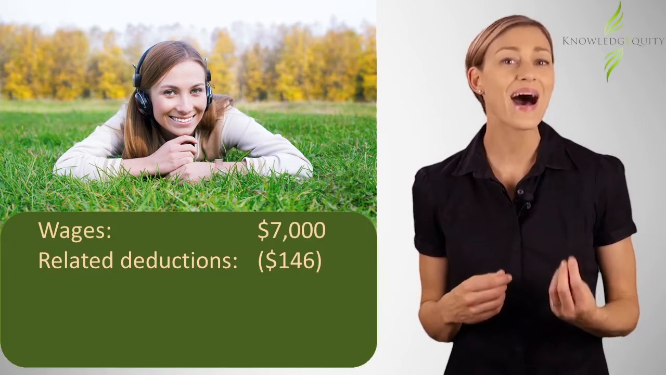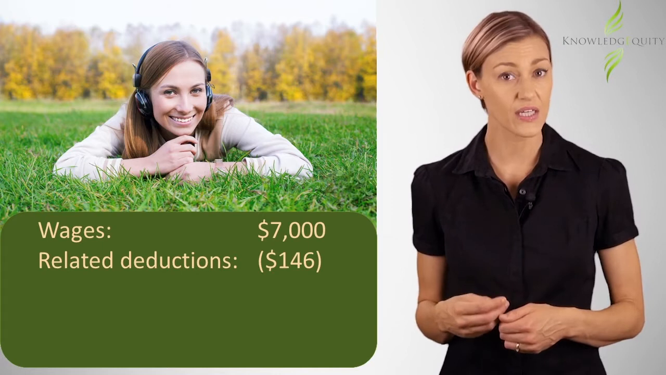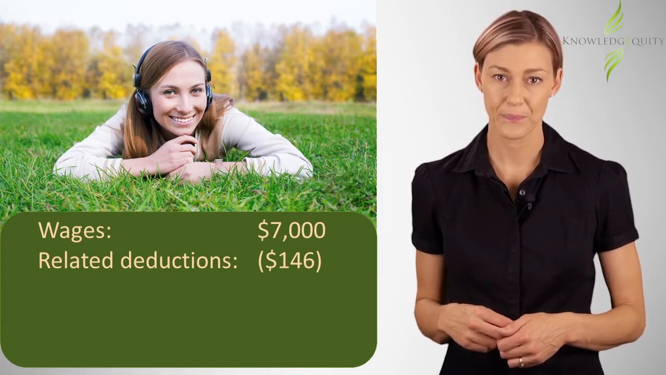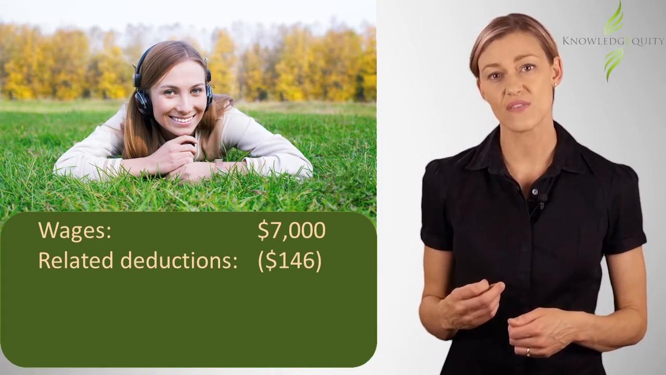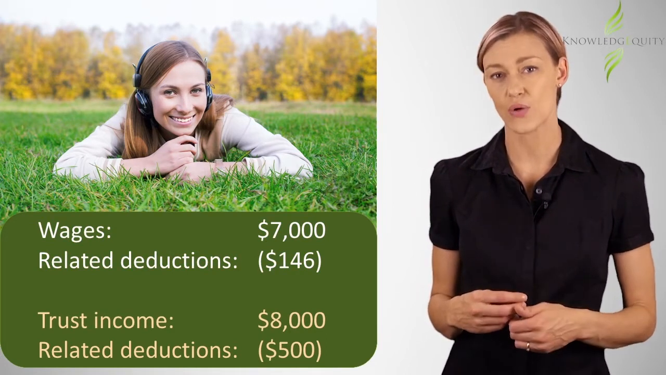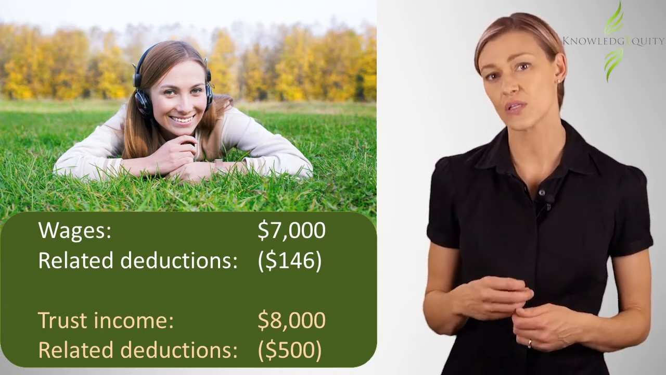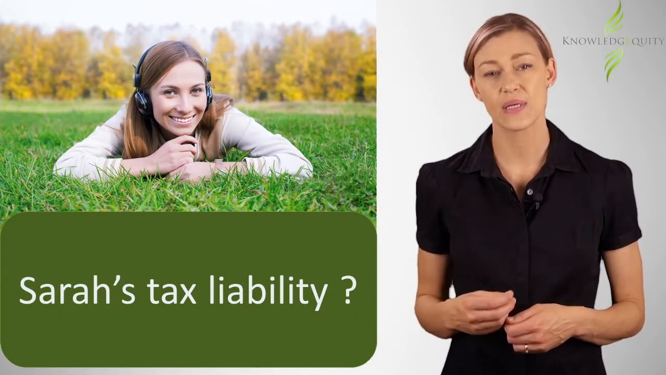Sarah is an Australian resident, aged 17 years. During the tax year, she derived $7,000 in wages from a part-time sales job and incurred $146 of deductions in earning this income. Sarah also received $8,000 in her capacity as a beneficiary of a family trust created by her living grandparents and had $500 of related deductions. So how do we work out Sarah's tax liability for the year?